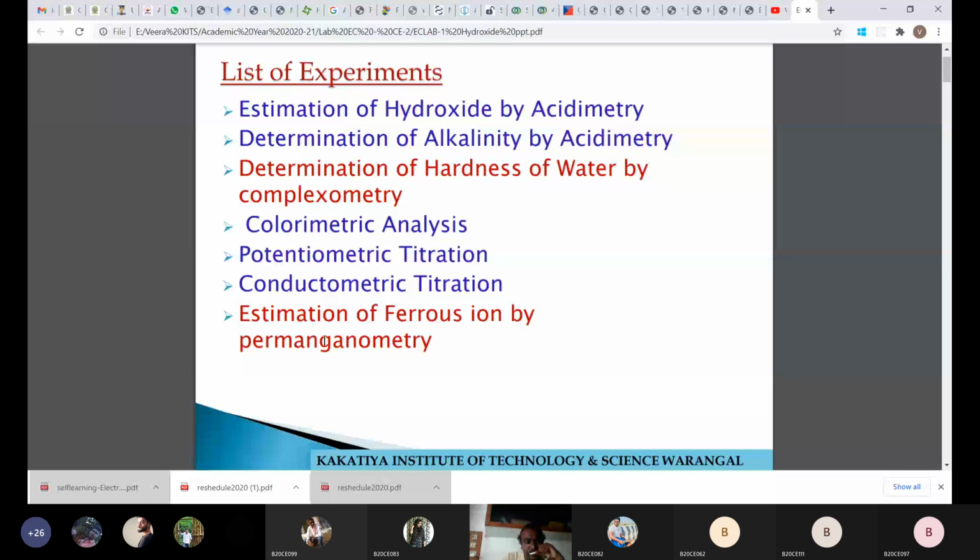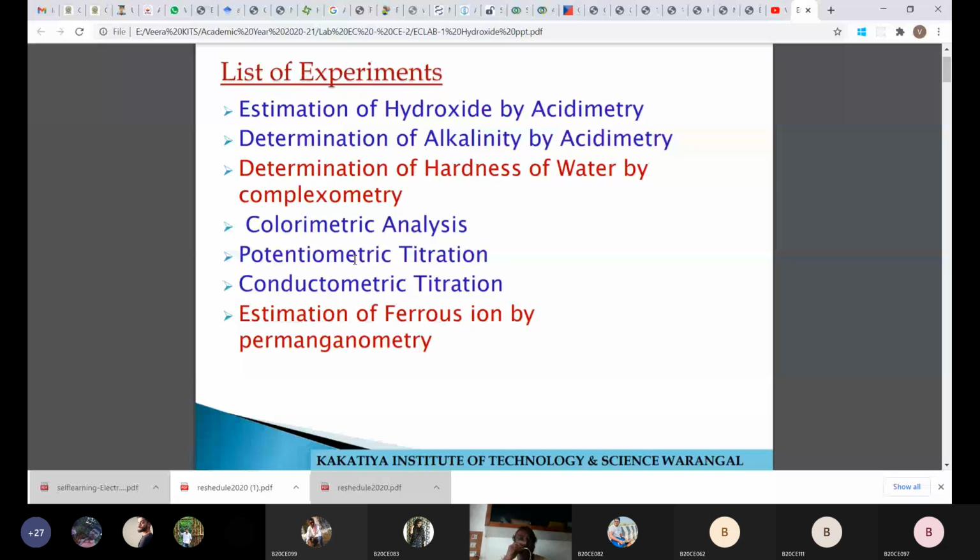So except these three, colorimetric and potentiometric and conductometric analysis, all other four experiments are volumetric titrations. So only for colorimetric analysis, we need to deal with the equipment. It's called colorimetry. So colorimetric. So another is potentiometric titrations. So potentiometric and conductometric titrations.